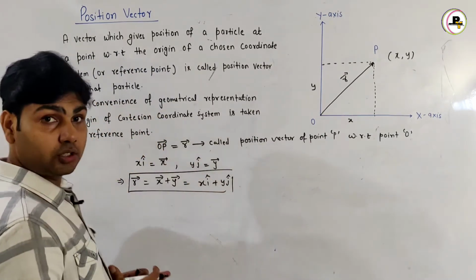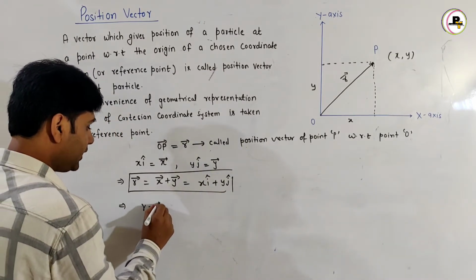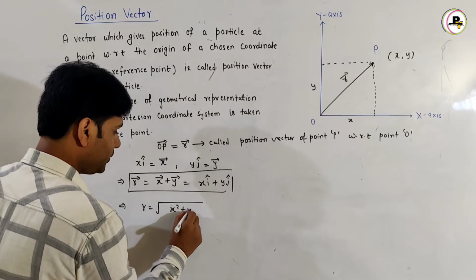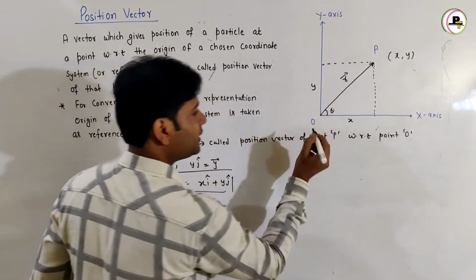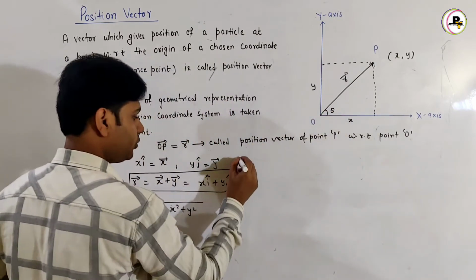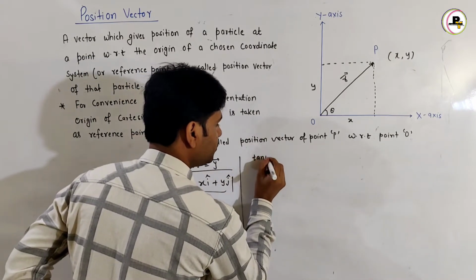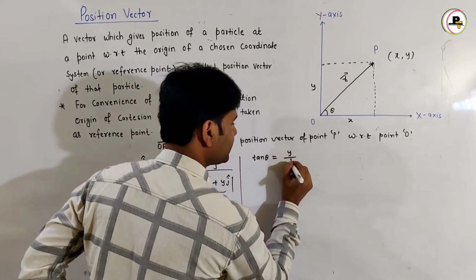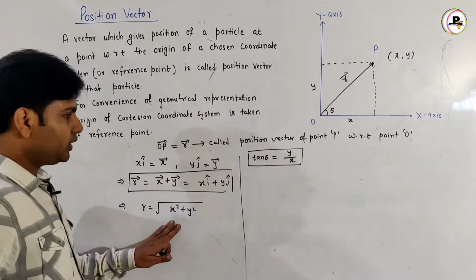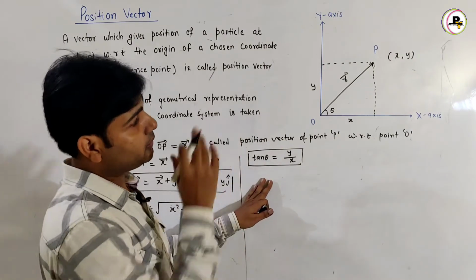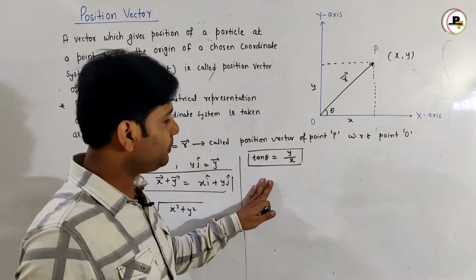So if I want to calculate its magnitude, then its magnitude is given by r equals square root of x square plus y square, and suppose this position vector is making angle theta from the x-axis, then its direction can be given by tan theta equals y by x. So this is the magnitude and this is the direction of the position vector of a particle at point P.